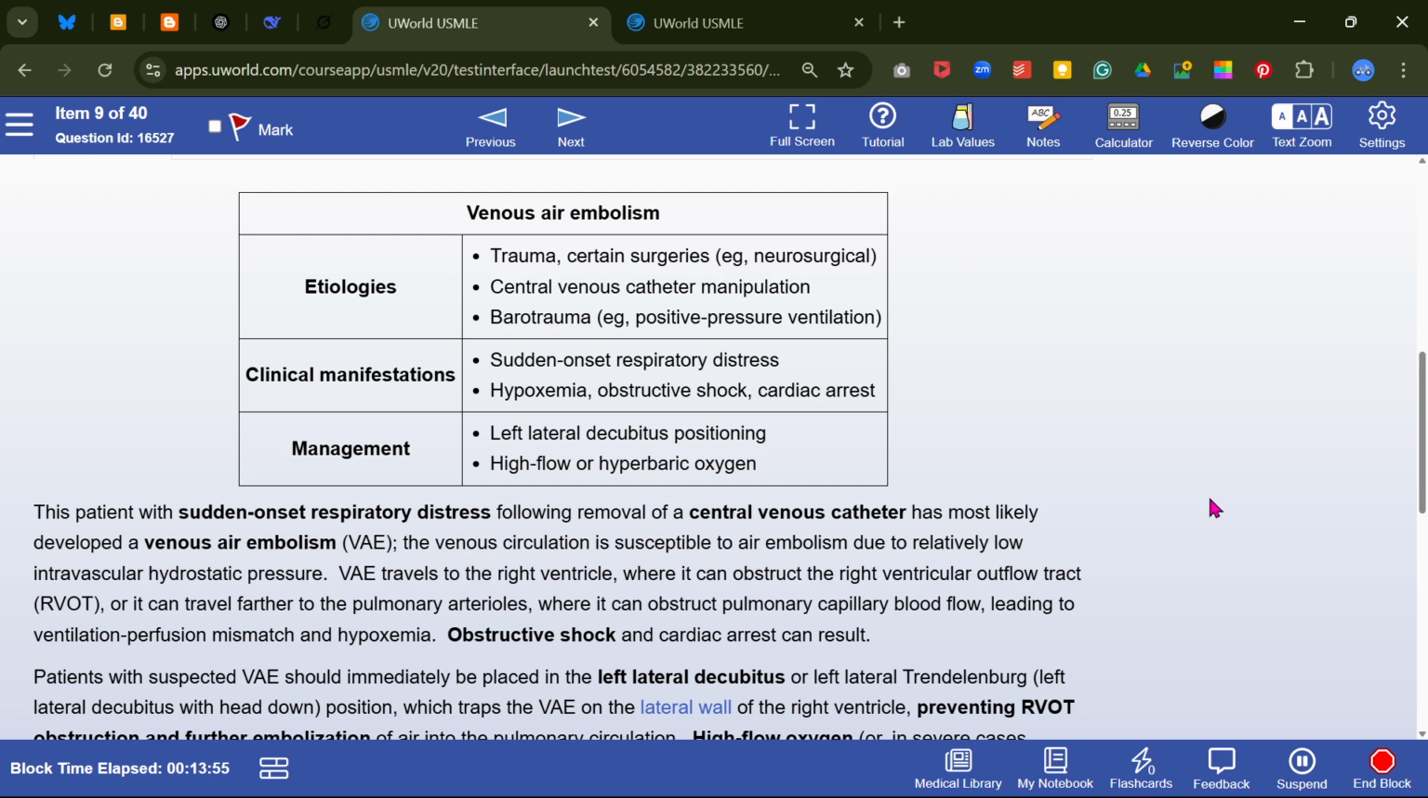Venous air embolism travels to the right ventricle, where it can obstruct the right ventricular outflow tract, or it can travel further to the pulmonary arterioles, where it can obstruct pulmonary capillary blood flow, leading to ventilation perfusion mismatch and hypoxemia. Obstructive shock and cardiac arrest result.